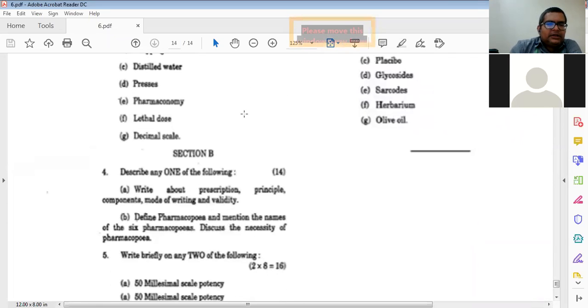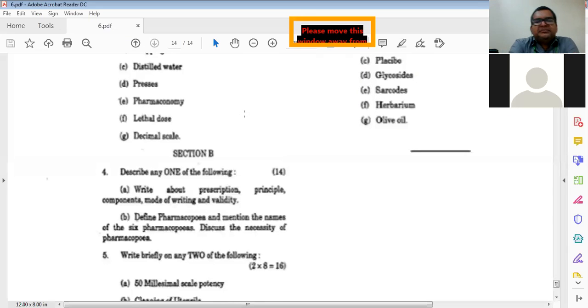Then define the pharmacopoeia and mention the name of the six pharmacopoeias. Discuss the necessity of pharmacopoeia. Here they have clarified that there are six pharmacopoeias, and you have to explain them. So that you have to do. The question is already clear.